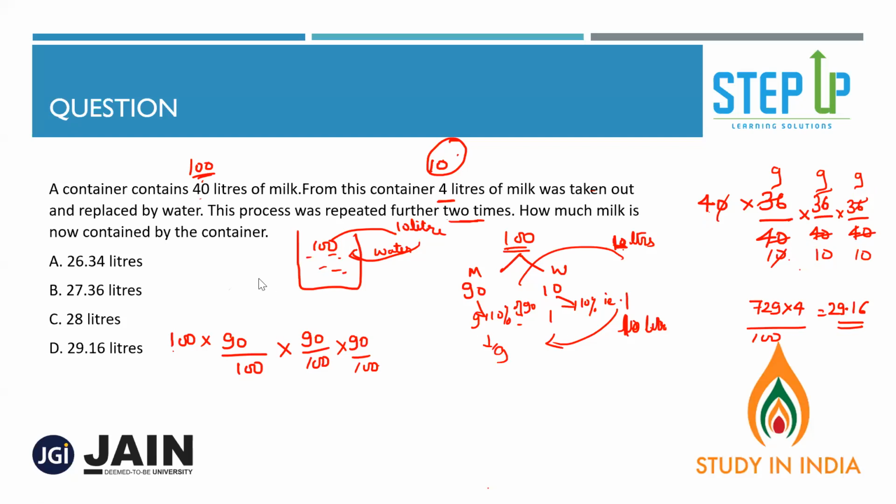Did you understand, people? Did you get it or not? All of you got it? Yeah. Why three times, Lakshmi? Because the first time I have already done here, and then it was repeated further two times. So first time already done, and then repeated further two times. That's why overall three times.